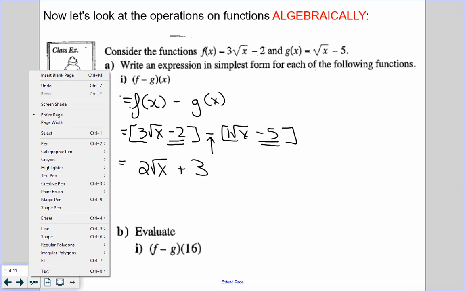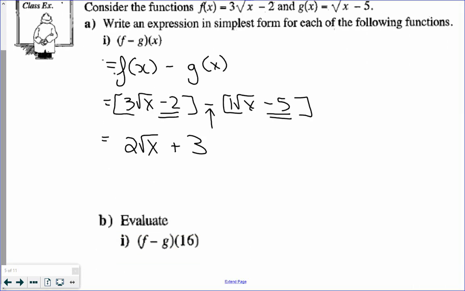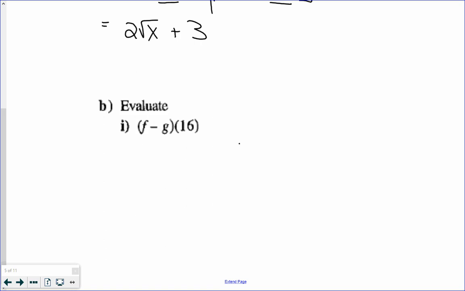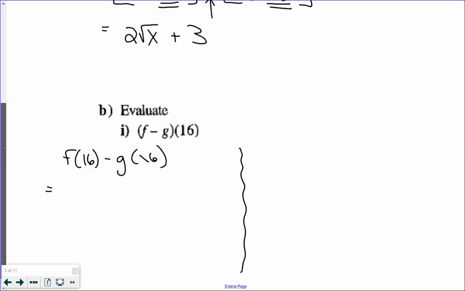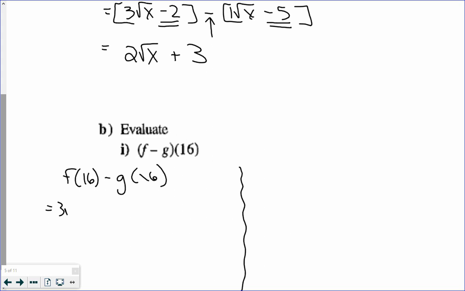Now for evaluating, so this might be a good numeric response question, (f − g)(16). There's 2 different ways you could do this. You could go f(16) − g(16). So f(16) would be 3√16 − 2, and g(16) would be √16 − 5. So you could punch that into your calculator. You end up with 10 minus negative 1, so I think you end up at 11.